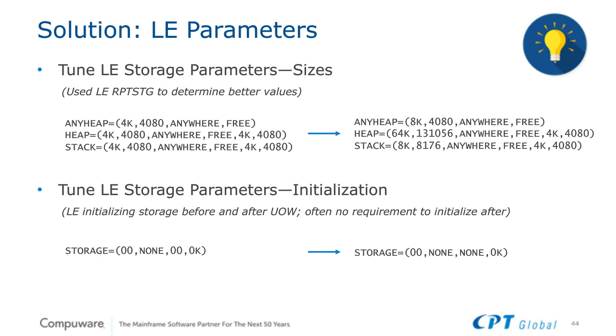Also, the storage parameter is another one. Now, storage here, what you can see they're doing is actually got 0, none, 0, and that means that LE is going to overwrite any storage with zeros before the LE unit of work and after the LE unit of work. A little bit of overhead. Unless you've got some real security reason to do it, I can't see why you do both. I can understand if you're doing it before because you don't trust your programs to initialize it themselves. After, unless you've got auditors that demand it, I'm not sure why. So certainly in this example, we recommend turning off that second one and not overriding it to zeros at the end of the actual LE unit of work.